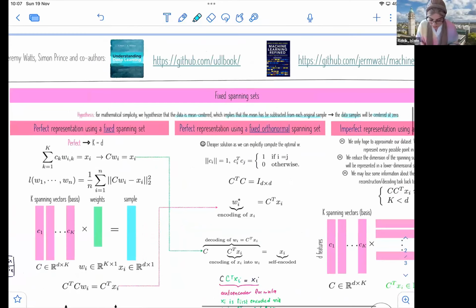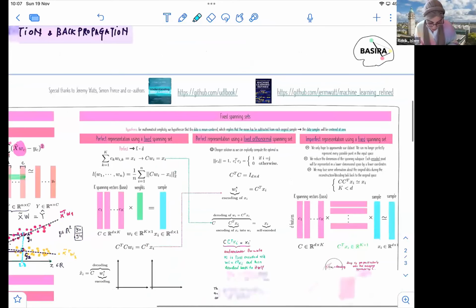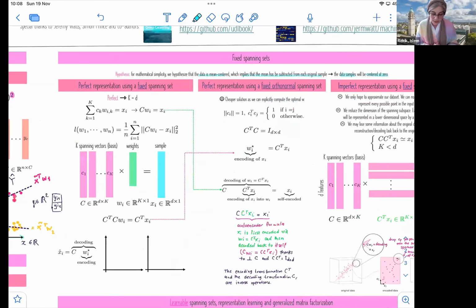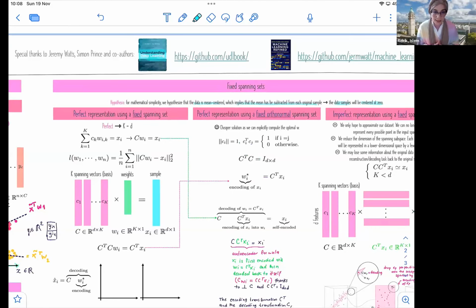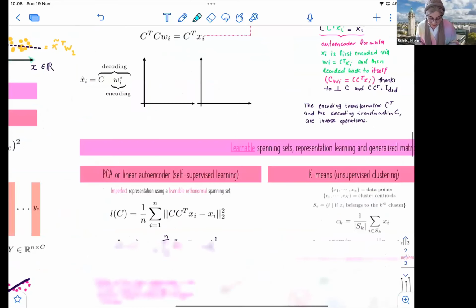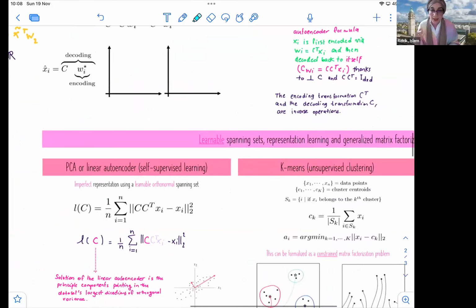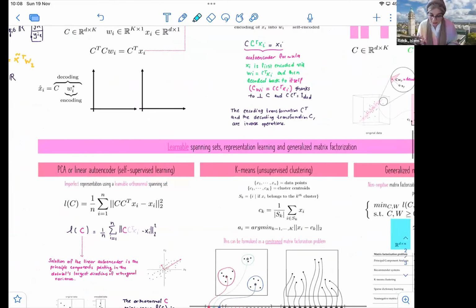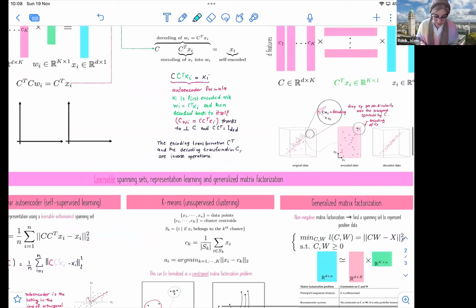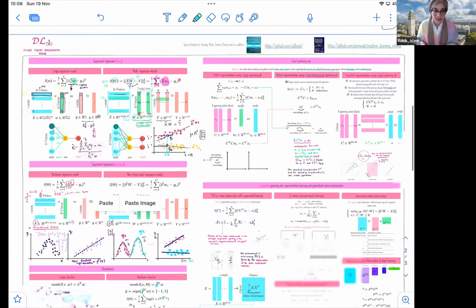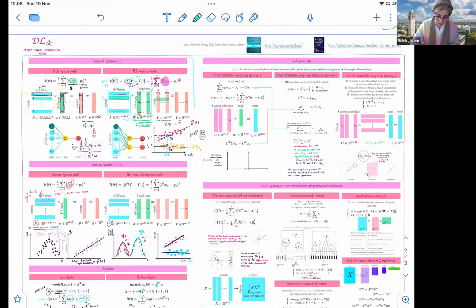So we will see 3 quick cases here. So perfect representation using a fixed spanning set. So this is unsupervised learning. Unsupervised learning includes PCA, dimensionality reduction, K-means, clustering, also factorization or matrix completion. So we're moving basically from the supervised left side of this map, right? So all of this is supervised for now.